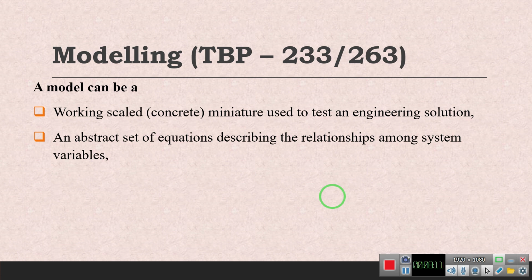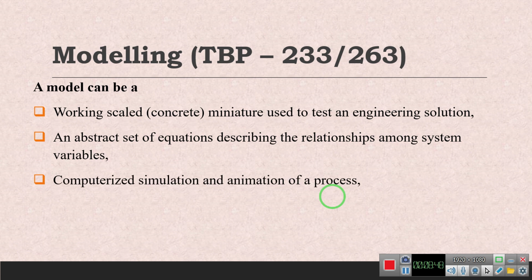Another model is an abstract set of equations describing the relationship among the system variables. So the first model can be a working scale model, and the second may be a set of equations. If we cannot create a working model, then we can write equations that show how it relates to the system. If something is changed, the equations have to be varied and give some outputs.